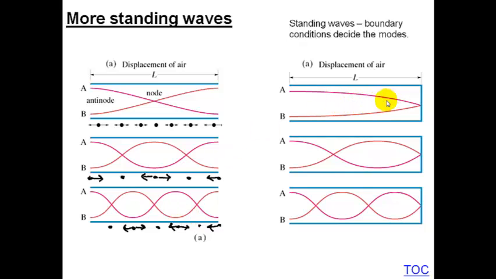This is another condition. This is a pipe which is open at one end and closed at the other end. Where it's closed, this demands that it's a node. Where it's open, this demands that it will be an antinode. This is a fundamental. This is a first harmonic, still satisfying the conditions that this is an antinode and this is a node, and so on.